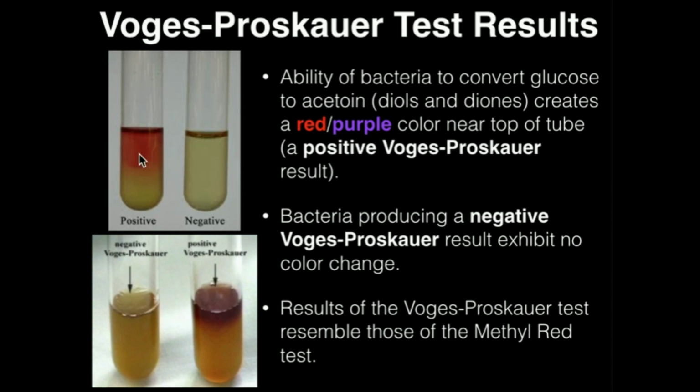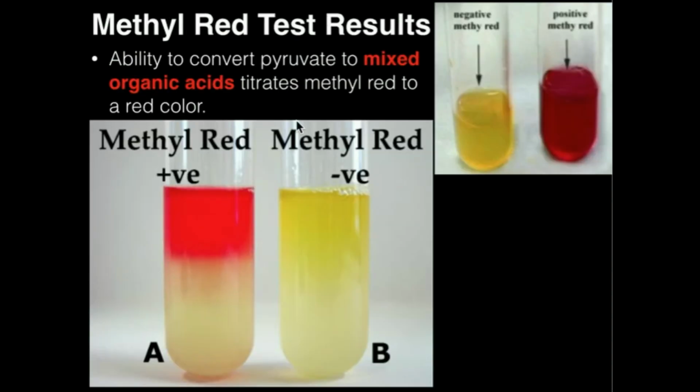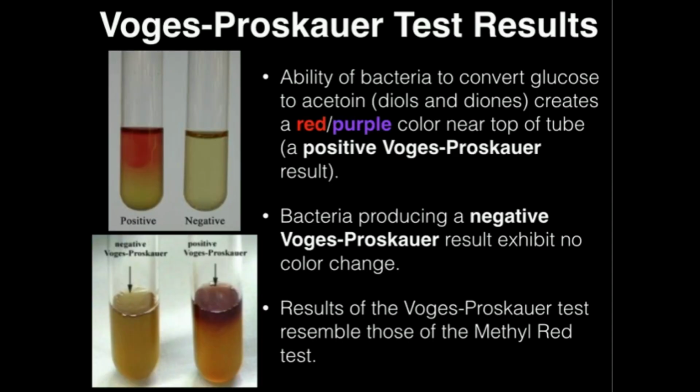The results of the Voges Proskauer test, this red color change that we typically see towards the top, is very similar to the results of the methyl red test that we looked at in another video. So you kind of just remember for Voges Proskauer and methyl red, we want to see a red color for positive for whatever they're measuring, then that might help you a little bit. Although what they're measuring is a little bit different.